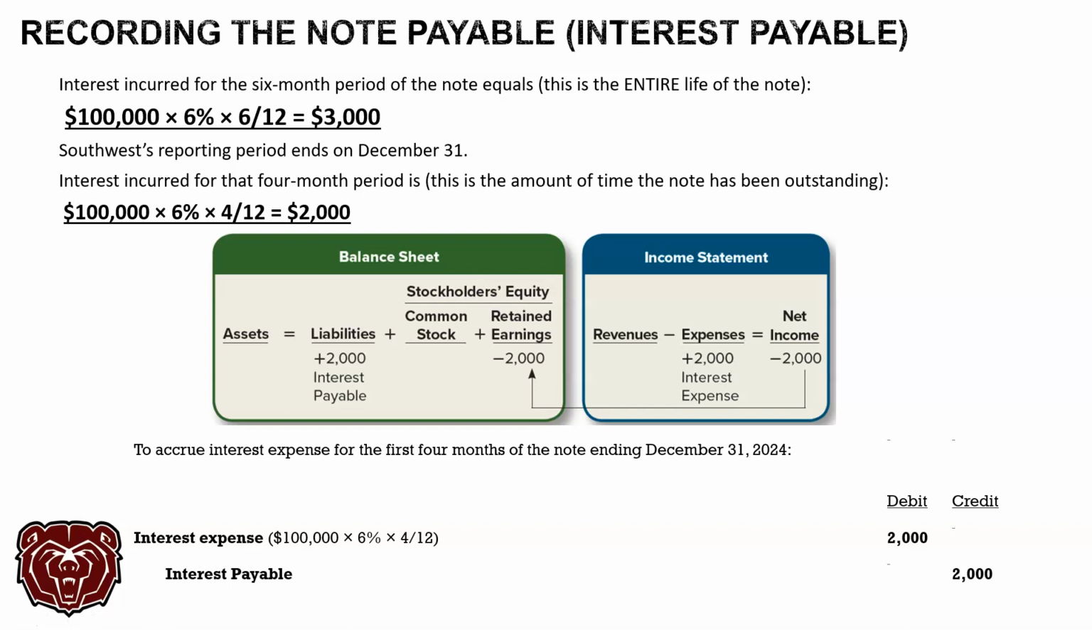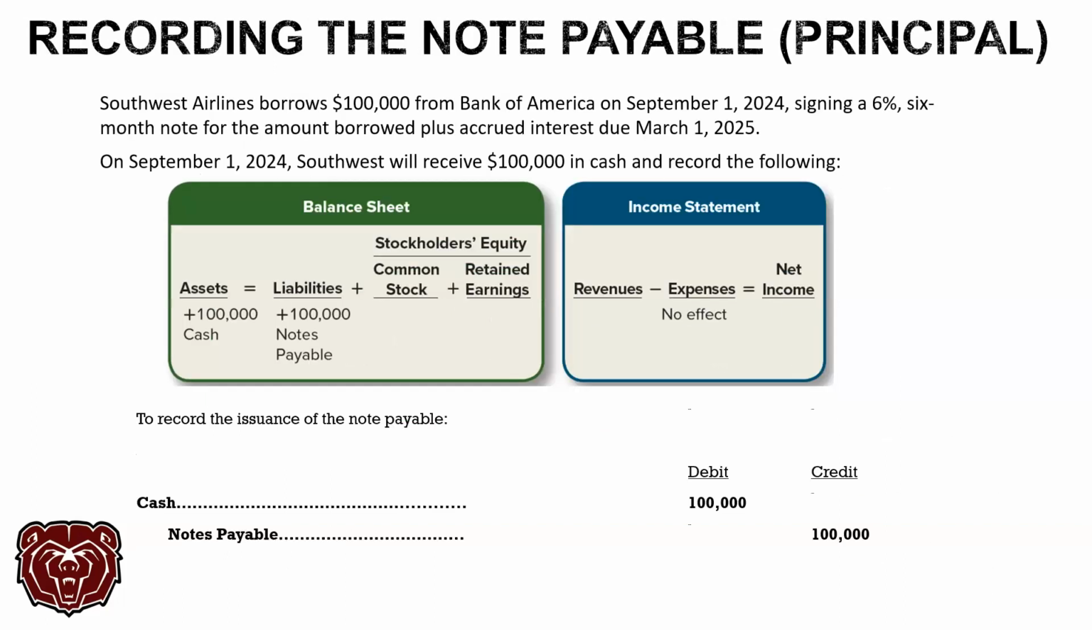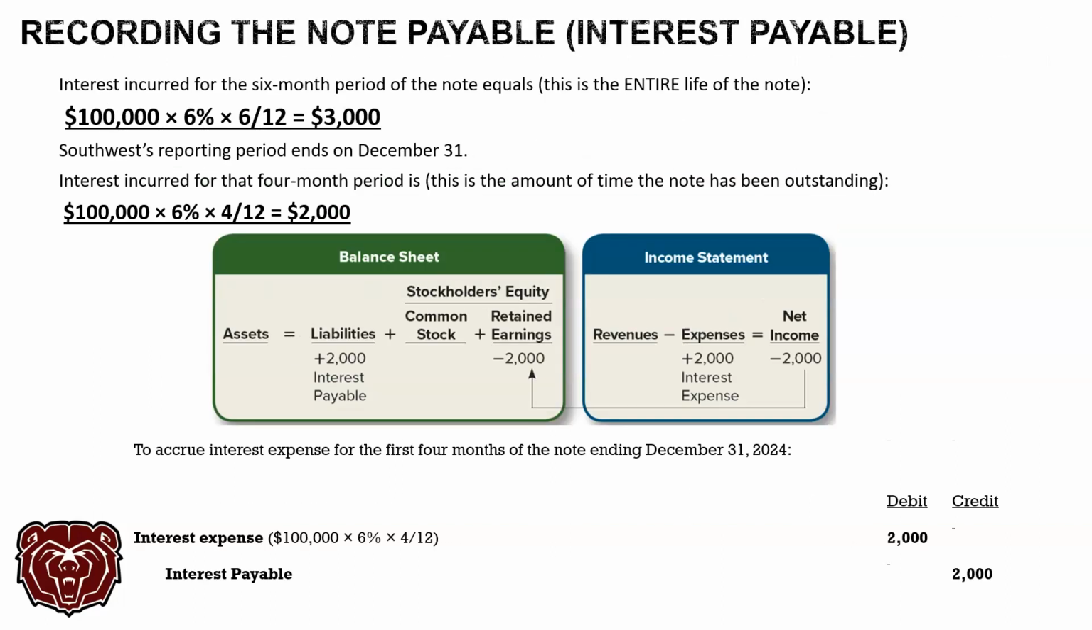Now let's talk about recording the interest payable that we're going to have. If you recall, we took this loan out in September, and it's not due until March. This is going to cross 2 different years. So let's say that our reporting period ends on December 31st. How long did we have that loan? Well, we got it in September. So September, October, November, December, we had it for 4 months. So you take the 100,000 times the 6% times 4/12, that gives you $2,000 in expense.